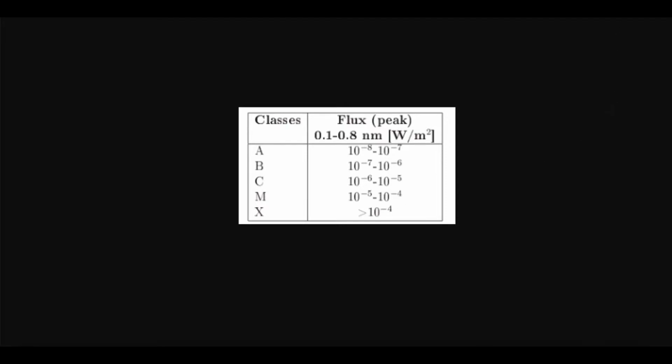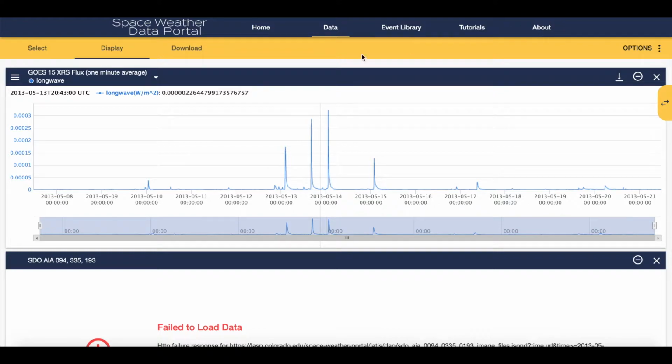So if we go back to the Space Weather Data Portal, we see that this is 1, 2, 3, 4. This line here represents 1 times 10 to the negative 4. So anything greater than this line is an X-class flare. In this case, we see within this data range, there's 1, 2, 3, 4 different X-class flares. Let's zoom in on each of them and see which one would be a good one to pick to analyze.